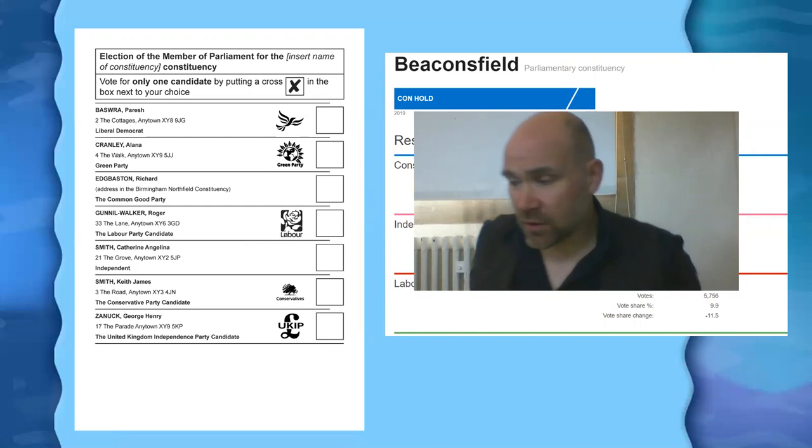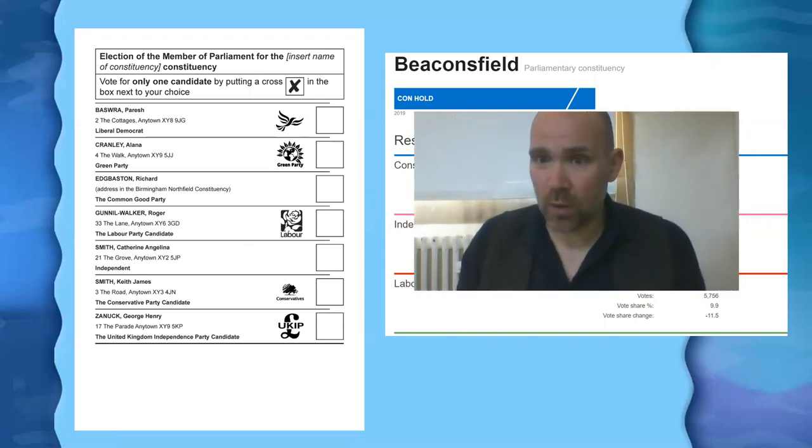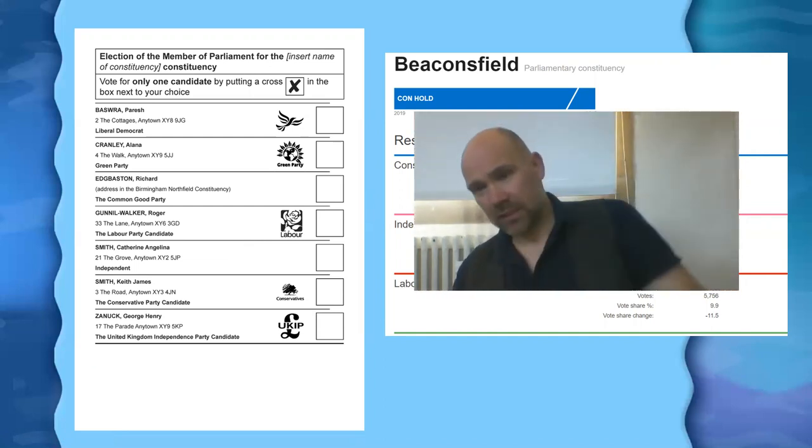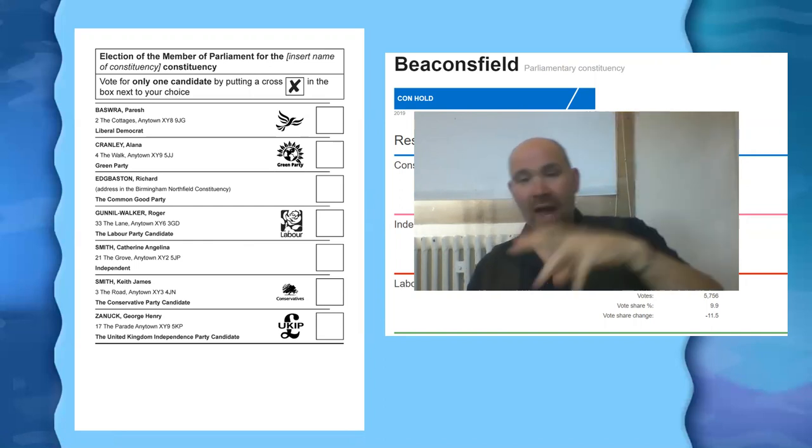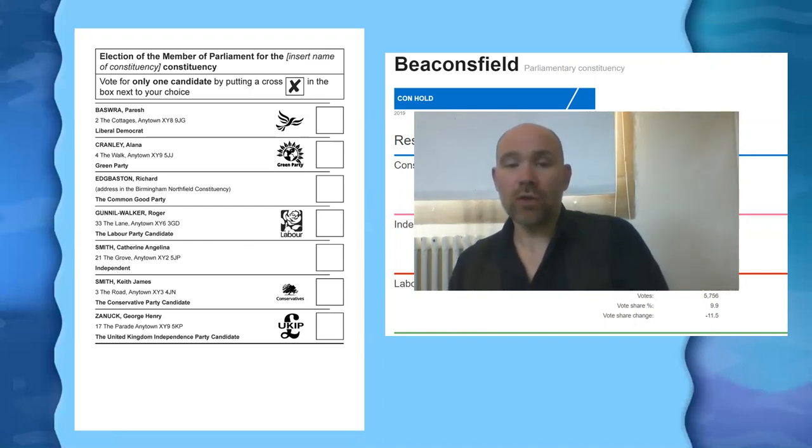Now, one of the things about our democracy is that voting is anonymous. So if you were to write your name on this ballot paper, or say, I live here, or anything that could possibly identify you, your vote will not count. And that is by law.